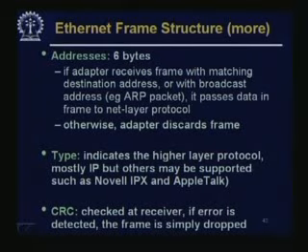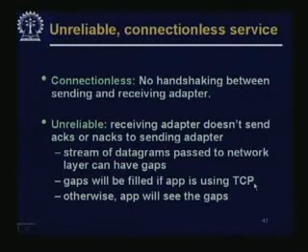CRC, the cyclic redundancy code, is checked at the receiver. If an error is detected, the frame is simply dropped. The other thing to understand is that Ethernet gives you an unreliable, connectionless service. It is connectionless: there is no handshaking between the sending and receiving adapter. The sender simply sends a packet and there is no handshaking between the two.